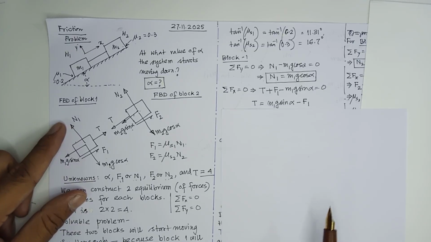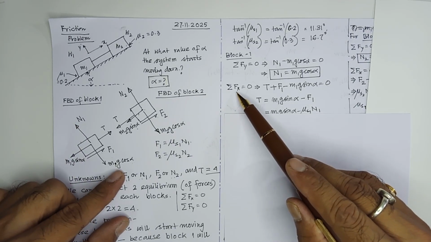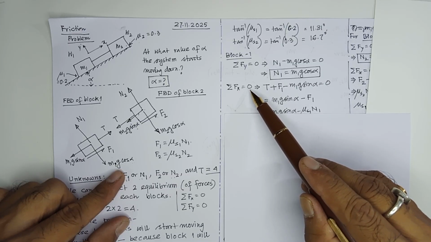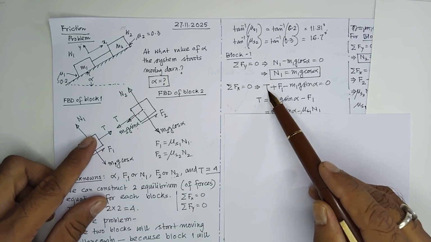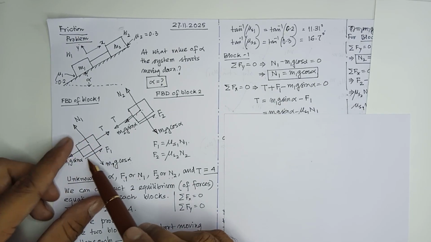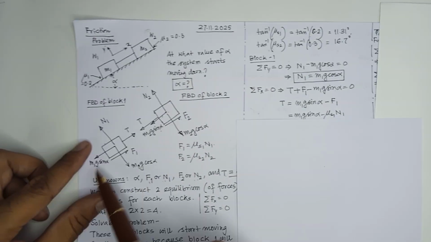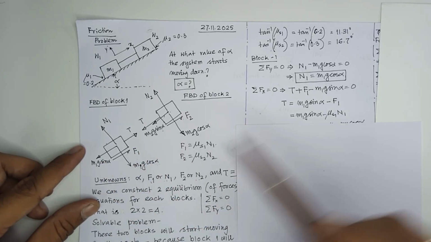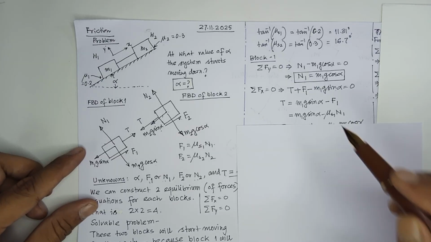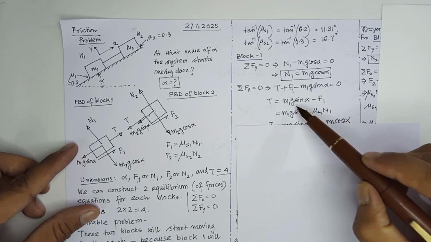Okay, therefore in the x equation, if I try to write, t is in the positive direction, t plus f1, so t and f both are in the positive direction, and m1g sin alpha is in the negative direction. So t plus f1 minus m1g sin alpha is equal to 0. That means at the condition of impending motion. Therefore t I can determine.